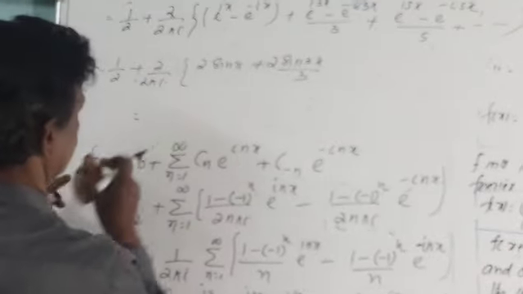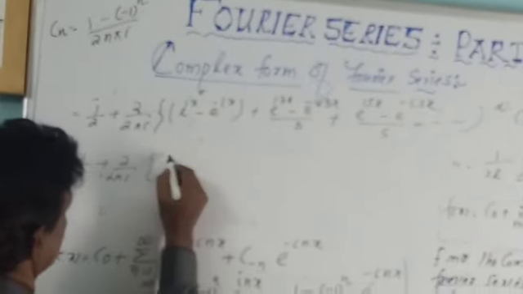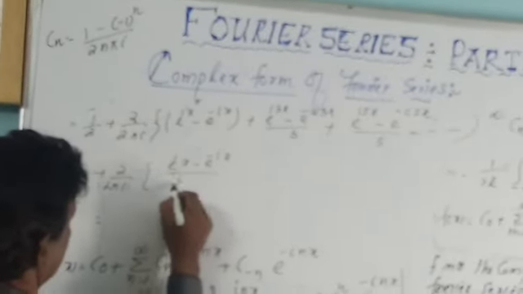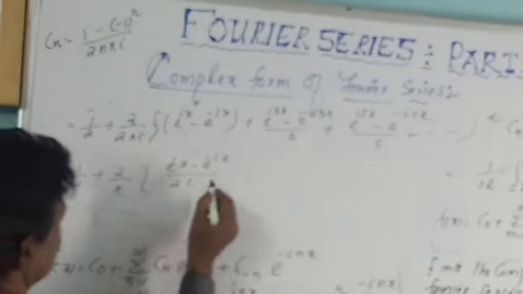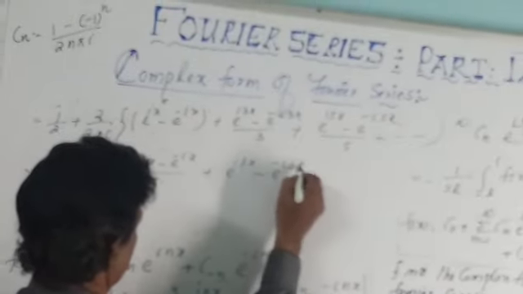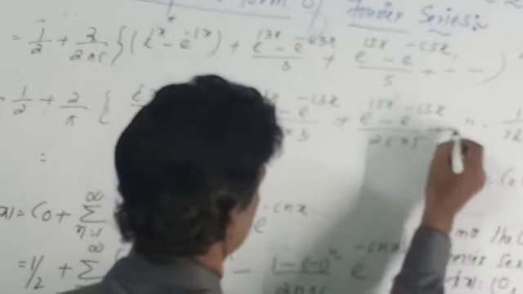Before that, let us arrange this i on this side. Take 2i on the common side, which is equal to e raised to ix minus e raised to minus ix divided by 2i. I am going to multiply the whole equation by 2i, and pi is there. Again, e raised to i3x minus e raised to minus i3x divided by 2i into 3, and again this is equal to e raised to i5x minus e raised to minus i5x divided by 2i into pi plus etc.